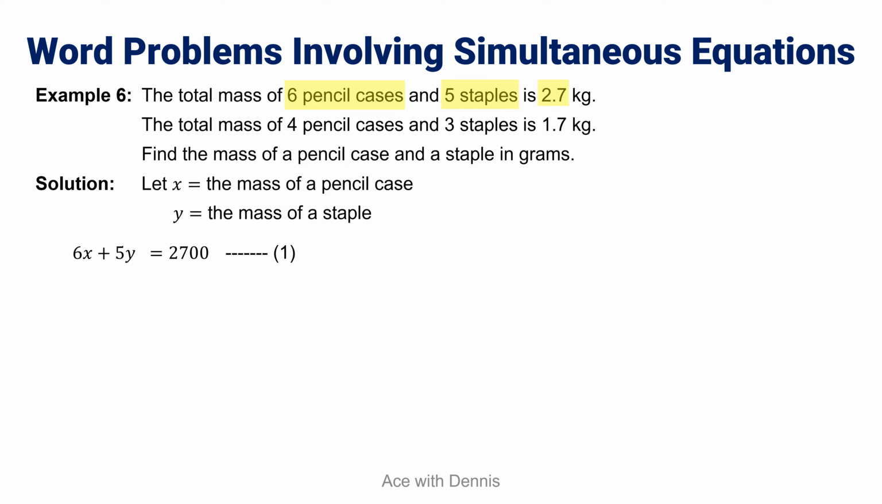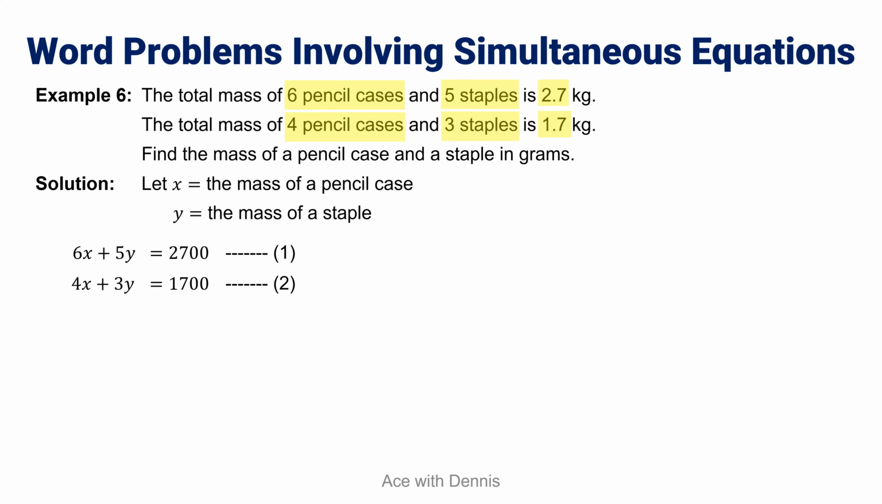I label this as the first equation. Of course, you have to be careful here because the value is quite big, so you might tend to make mistakes. Then the next sentence, 4 pencil cases and 3 staplers. It will be 4x plus 3y. It is 1.7 kilograms, so it equals 1,700. I will label this as equation number 2.